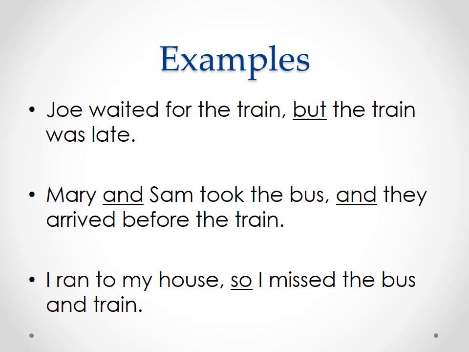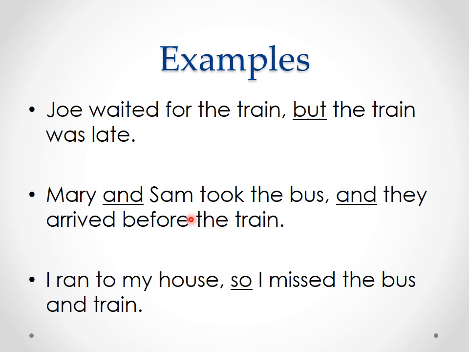So now next, let us see a few examples. Joe waited for the train, but the train was late. Mary and Sam took the bus and they arrived before the train. I ran to my house, so I missed the bus and train. Now in the first sentence, Joe waited for the train and the train was late are joined by a coordinating conjunction. Which one is the coordinating conjunction here? But.